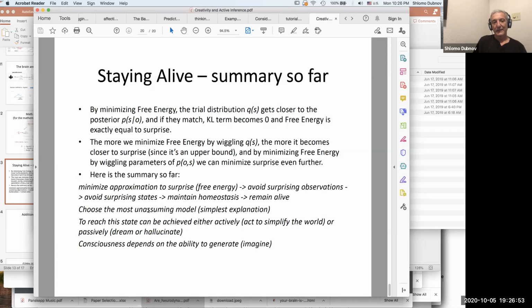A couple of more things that I added here are that we try to choose the most unassuming model, the simplest explanation. This is the entropy maximization. And reaching this state can be achieved either actively, so you can act on the world, or passively, like dream or hallucinate. And we'll talk about this because a lot of Friston's work about biology and biological systems and brain cognition also has to deal with the idea that there is this aspect that we are free agents in the world. So not only can we adapt ourselves to the world, not only can we find the best model and the best approximation, we can actively do something to limit the sensory input.